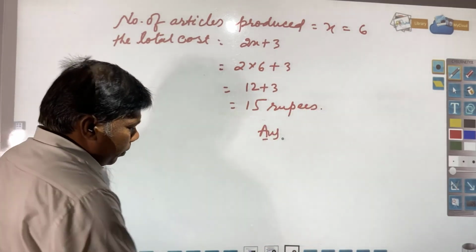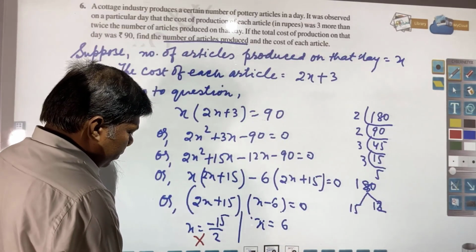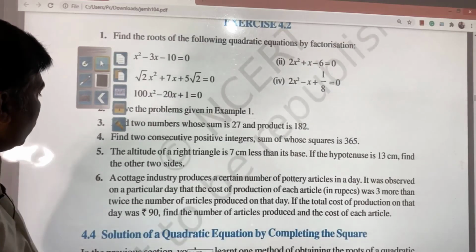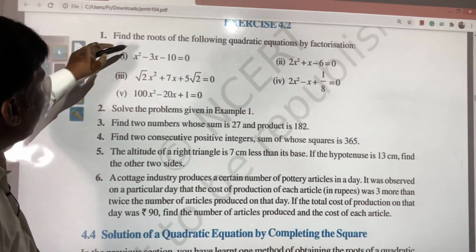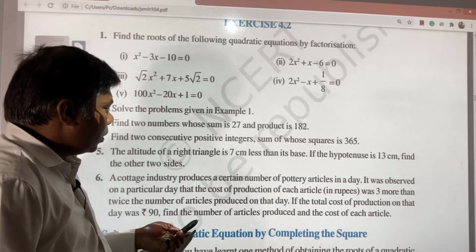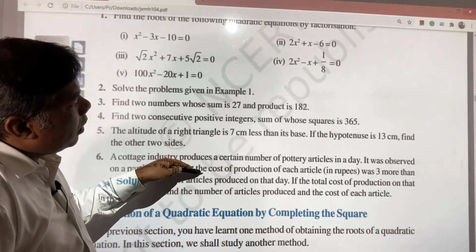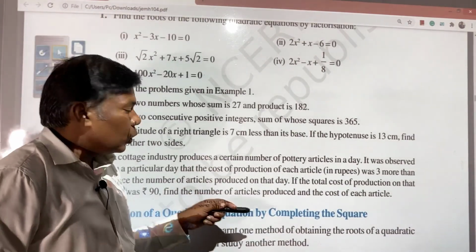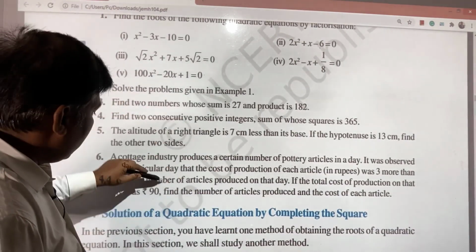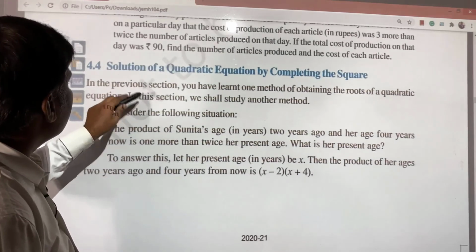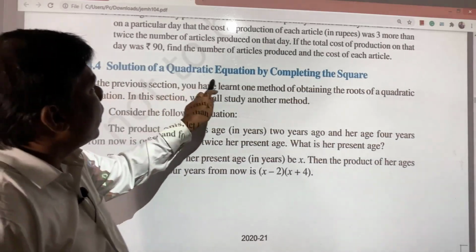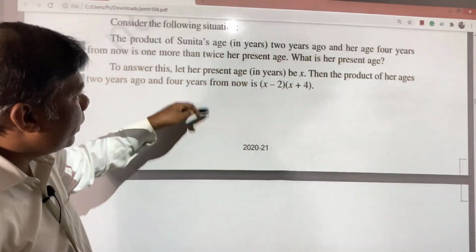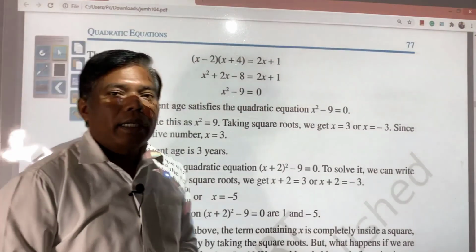So in this way we have completed this exercise 4.2. First of all, you need to practice these questions very properly because these are very important, and if similar questions are there in RSA, you must solve every question. And just after this we will start the next topic, solution of a quadratic equation by completing the square. So be ready for the next class. Until then, thank you.